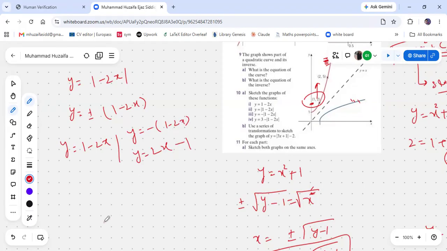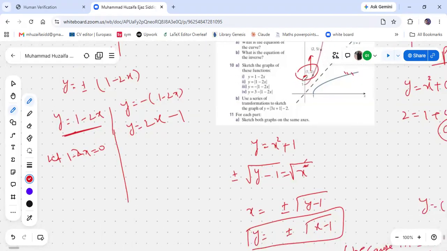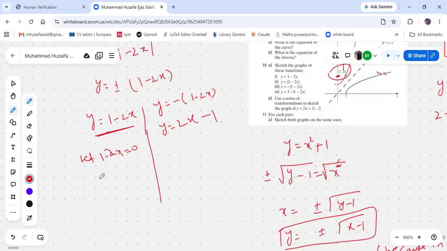When we are working on this side, the positive side, we set y equal to 0 because we are working in the positive quadrant. In the first quadrant, let 1 minus 2x be equal to 0. Why did I say this? Because we are working in the first quadrant. So x is equal to half.